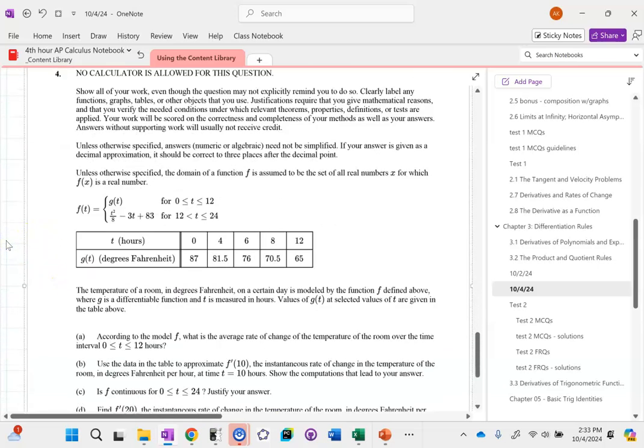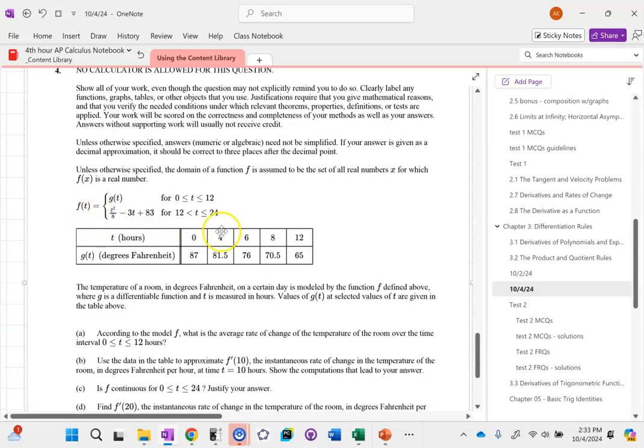So it says we have this piecewise function that's defined as g of t and then this polynomial. Now, g of t we're told nothing about other than we're given a table of values of g of t here to use. It says the temperature of a room in degrees Fahrenheit on a certain day is modeled by the function f defined above. So here's my f, where g is a differentiable function and t is measured in hours. Values of g of t at selected values of t are given in the table above.